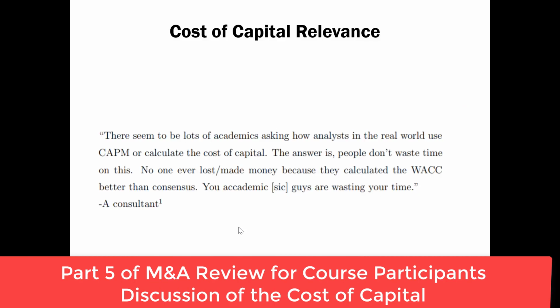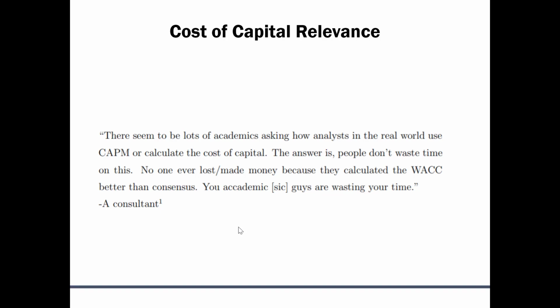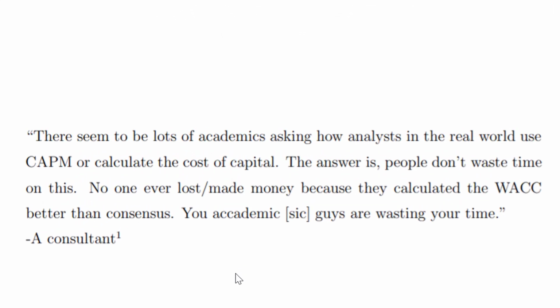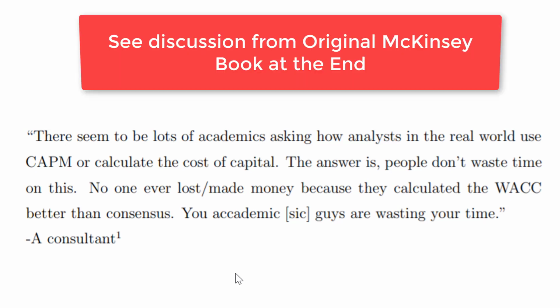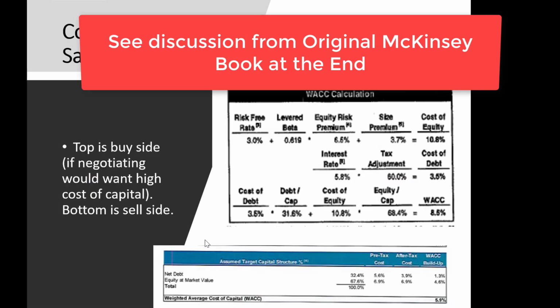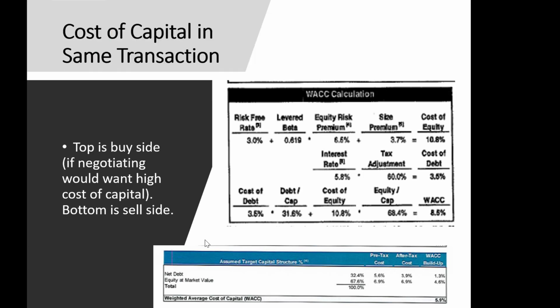And usually that seems to be just something you kind of throw away. And here's an example of some consultant who didn't spell the word academic exactly correctly. He said there seems to be a lot of academics asking how to compute CAPM. That answer is people don't waste their time on this. Nobody ever lost money because the WACC was measured wrong. Perhaps they didn't make good investments. Perhaps they undervalued a project or used too high a WACC. I believe they used too high a WACC.